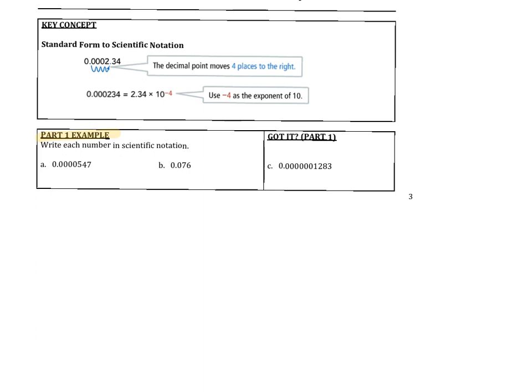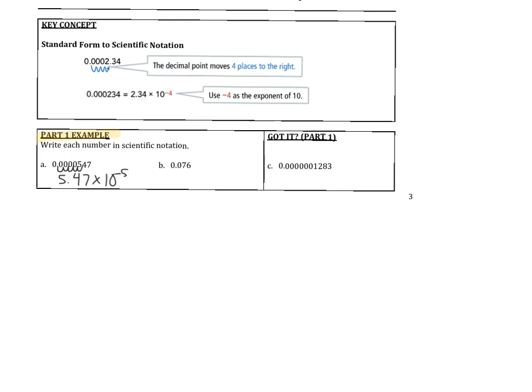Okay, so let's see how many spots I need to move. 1, 2, 3, 4, 5 spots. So 5.47 times 10 to the negative 5th. If you want to pause the video and try B before you continue, feel free to do that. I'm going to go ahead and look at B now.